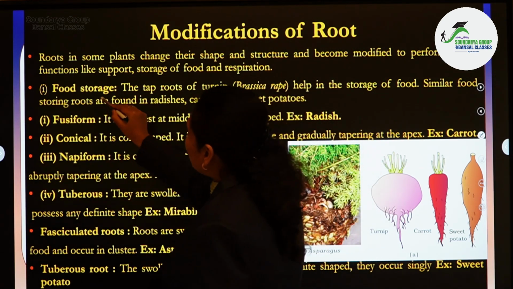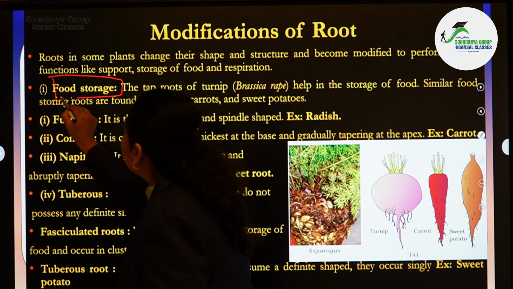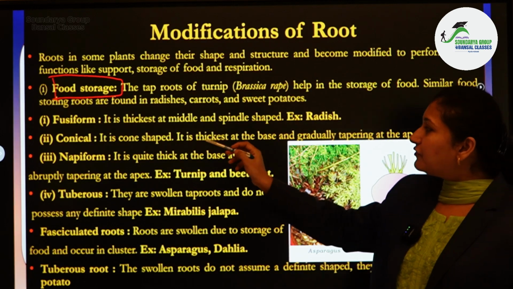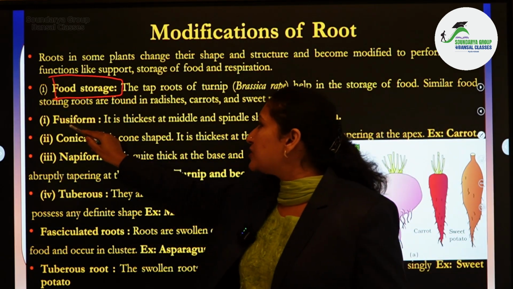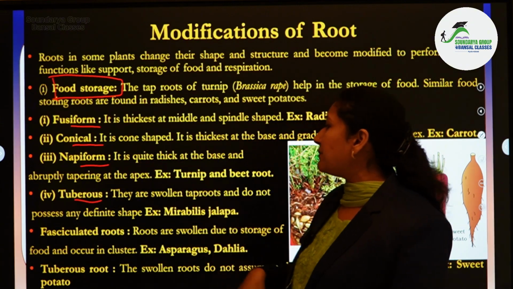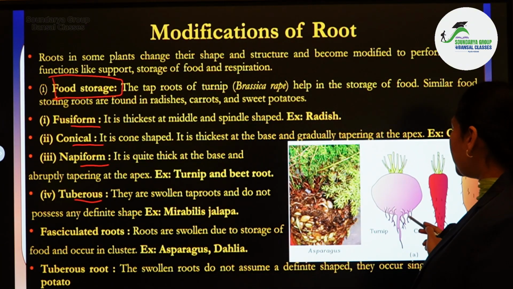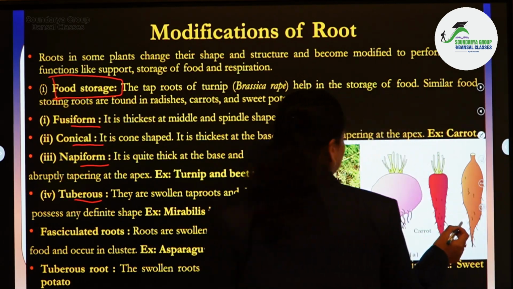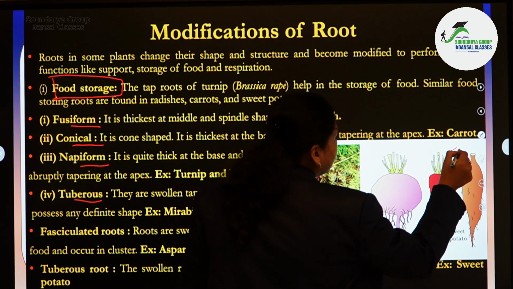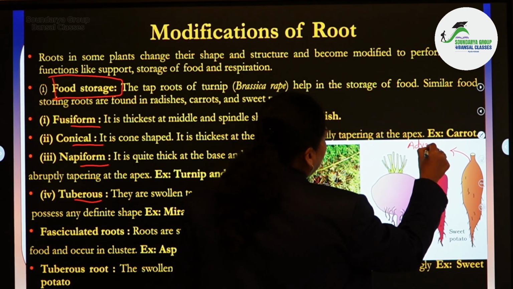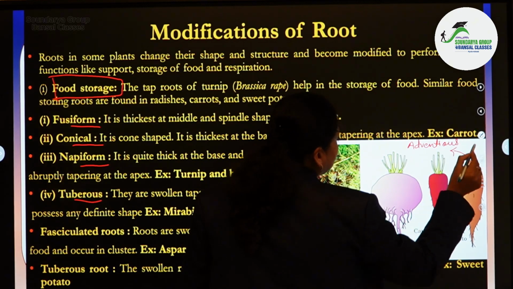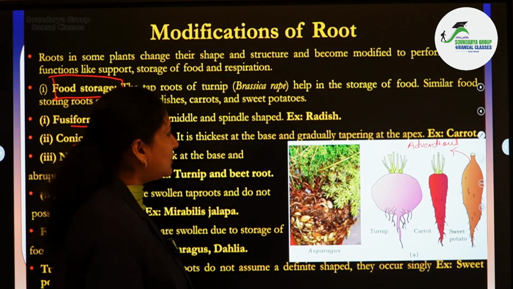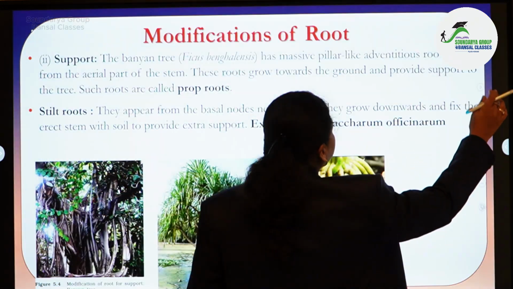So you can see this is the first type of storage root, that is the food storage root. So roots start storing the food. Based on their shape, we have fusiform, conical, napiform, tuberous type of root system. These all are, you can see here, turnip, asparagus, carrot, sweet potato. A question was asked on sweet potato especially. This is an adventitious root which starts storing the food. Other than that, turnip and carrot are taproots which store food.